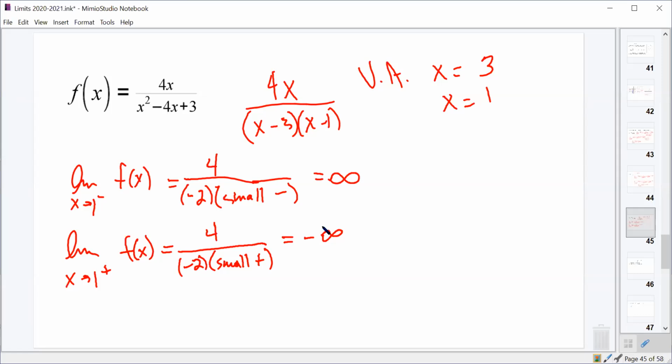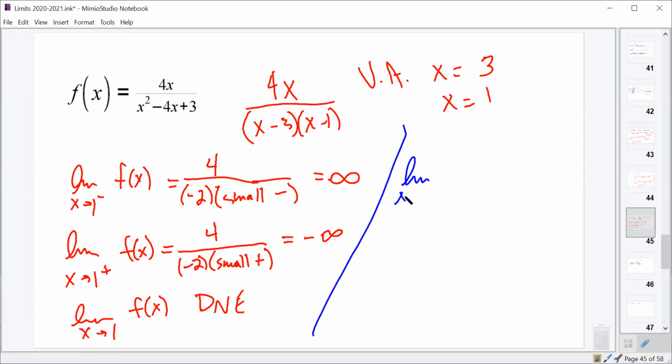Good. Okay, and so what's the limit as x approaches 1, the two-sided limit of f of x? It does not exist. All right, good. What if we do x equals 3? Do we want to do that from the left or from the right? How about left first? What do we end up with in the numerator? Positive 12. And then as we approach 3 from the left, x minus 3 is a very small what?